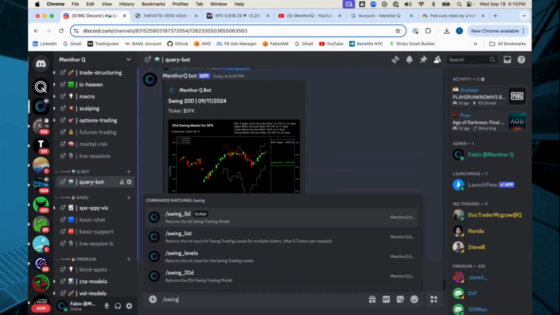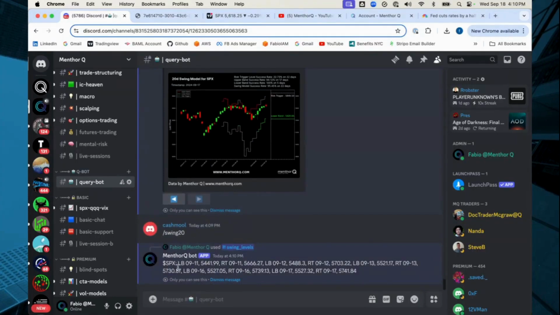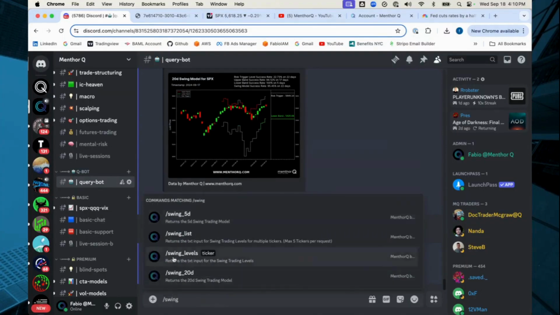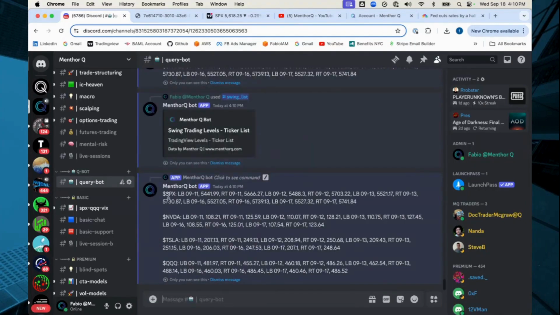So if I type swing levels again, I can click on swing levels here, and I can type in my SPX command, and I can get the string for TradingView. I can also do swing, and I can do my list, and I can now type my tickers, and I can now get the list that can then be directly imported into TradingView. So now let's jump on the charts.